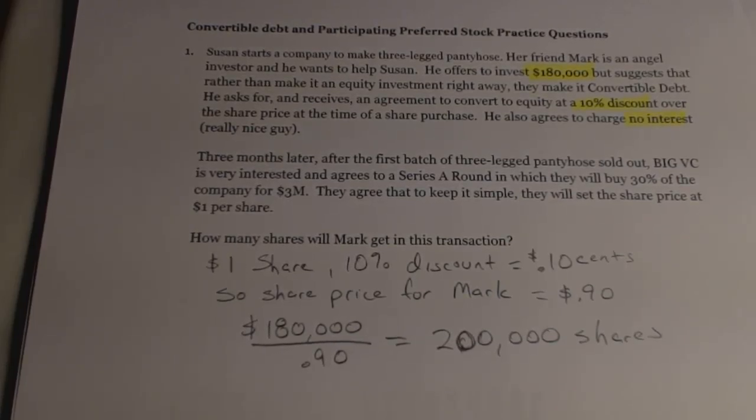Okay, this is Business 436. These are a couple of sample problems for convertible debt and participating preferred stock. So let's go over these real quick. They're fairly simple. Susan starts a company to make three-legged pantyhose.